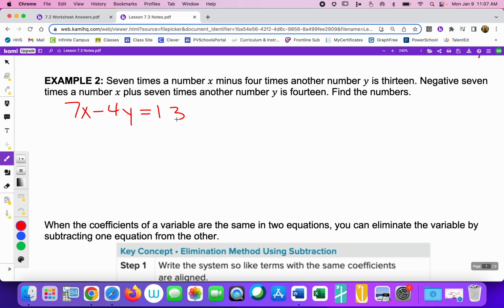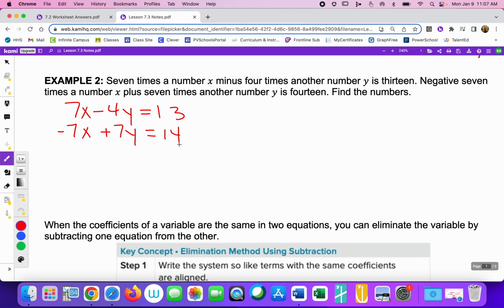7x minus... negative 7x. My bad. What was the second one? Negative 7x plus 7y equals 14. So that came from negative 7 times the number x plus 7 times another number y is 14. The word is means an equal sign.